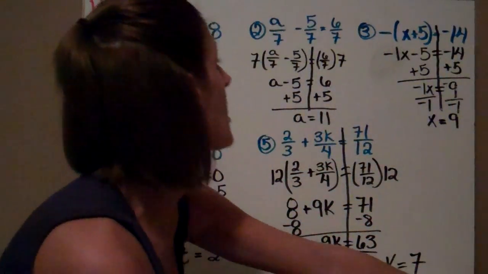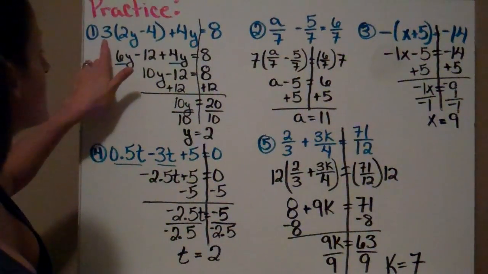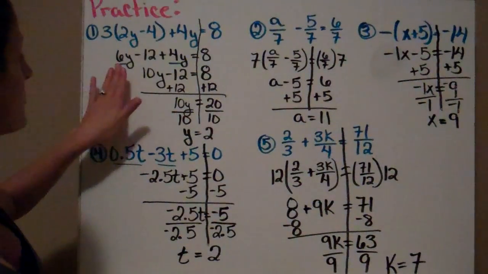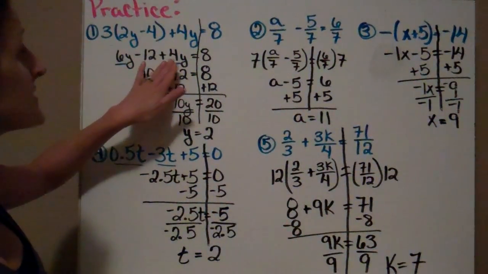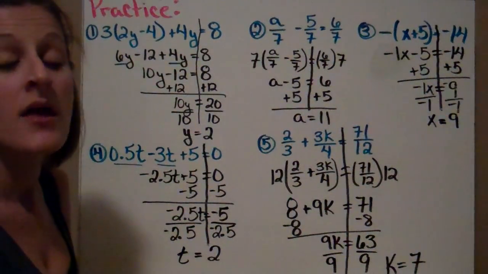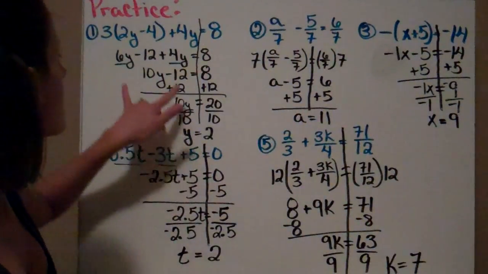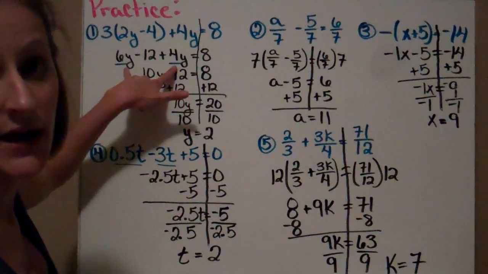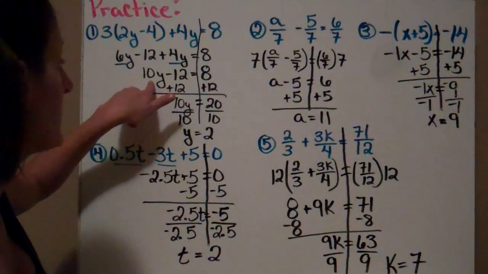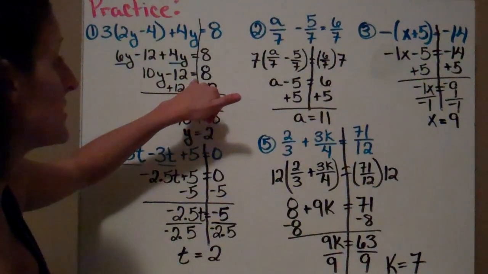Alright, some practice problems. This first one kind of looks like what we just did. We need to distribute the 3 to the 2y and the 4 inside. So you'll get 6y minus 12 plus 4y equals 8, because we still have this 4y in the end. Now we need to combine terms, because I don't have any fractions. This time 6y and 4y are like terms. So I add those two together to get 10y. I still have the minus 12, so I need to make sure I write that. Equals 8.